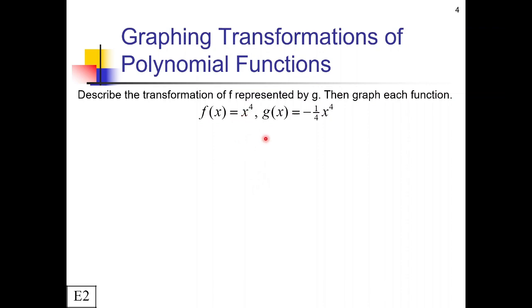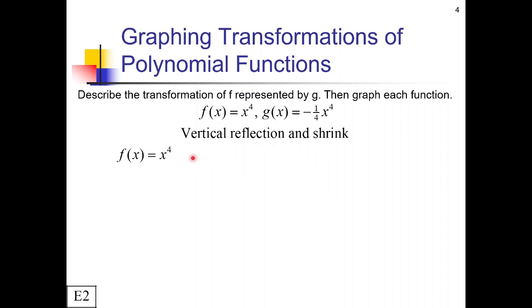Pause the video and see if you can use the rules of transformations to make a new table and graph this one out. All right, so what's going on actually in terms of our transformations? Well, this negative here on the outside of the function is giving us a vertical reflection. Since it's outside, it's vertical. And this 1/4 is outside, so that's also a vertical change. Since it's less than 1, that's a vertical shrink. So we have a vertical reflection and shrink.